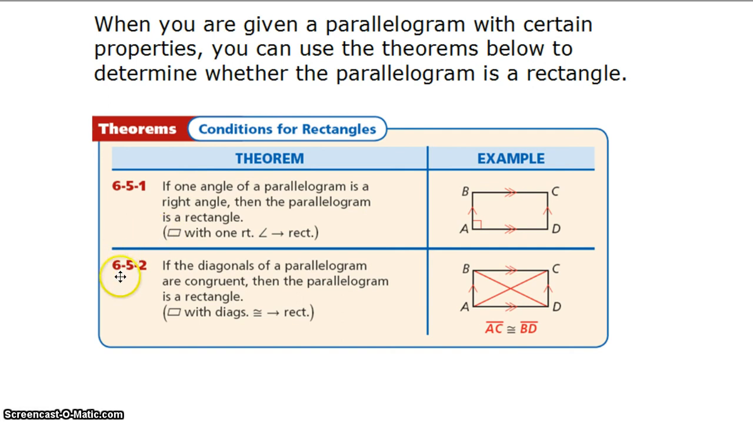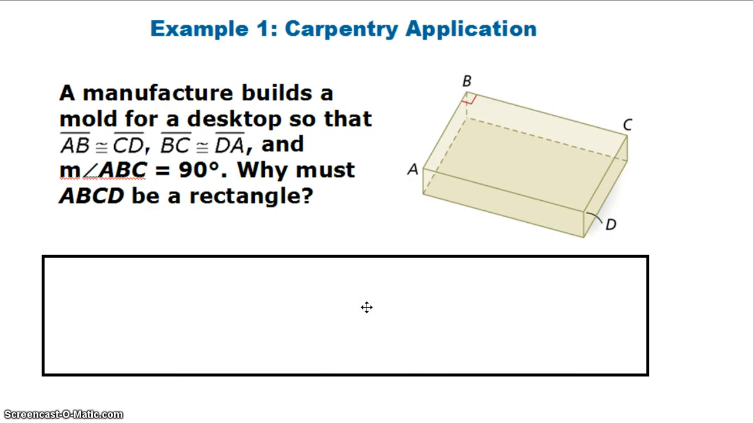We have theorem 6-5-2, which states if the diagonals of a parallelogram are congruent, then the parallelogram is a rectangle. So congruent diagonals let us know that we have a rectangle. Remember, with the classic slanted parallelogram, one diagonal is shorter than the other, right? Good. So let's see if we can apply this in a carpentry application.